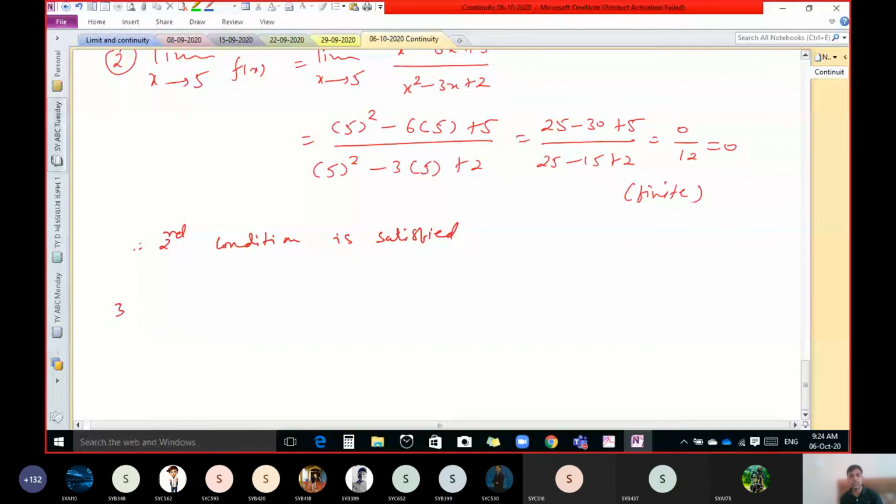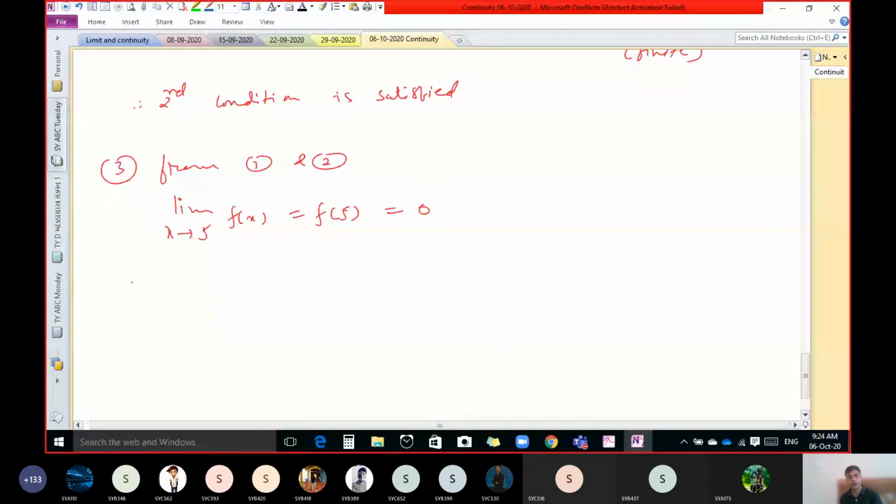Okay, now the third condition. See, the values of first and second both are 0. So we can say that from 1 and 2, the limit as x tends to 5 of f of x and f of 5 both are equal and the value is 0. So we can say that the third condition is also satisfied. Therefore, the third condition is satisfied. In exam you have to write like this.